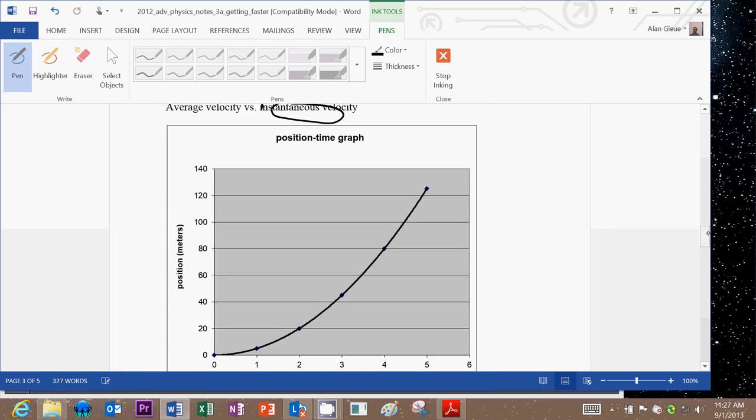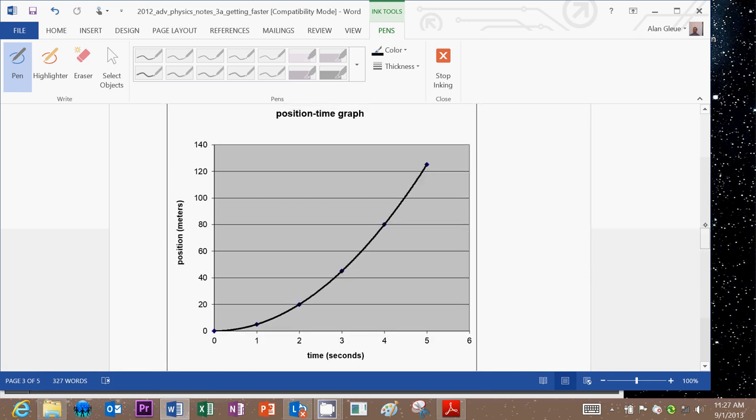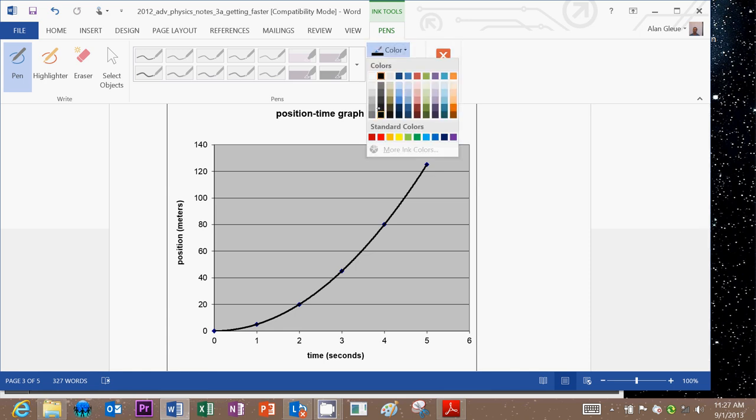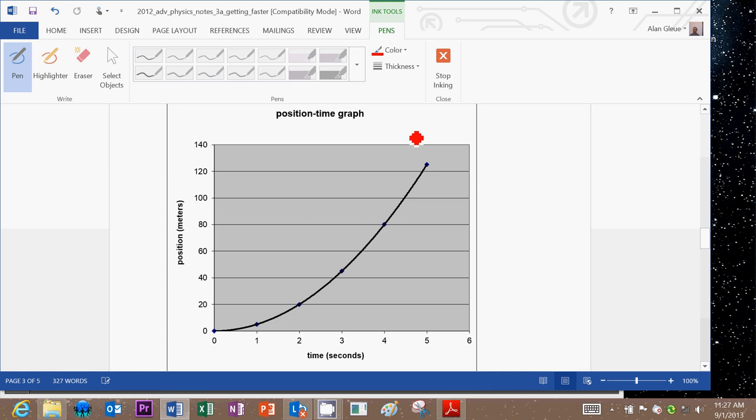There's our position time graph, right? And so we said then that the car moved 5 meters in the first second. Then it moved 20 meters. Then 45, 80, and then finally it got up to 125. So in 5 seconds, the car made it to 125 meters, or you could think of it as miles. That's the end point, right?